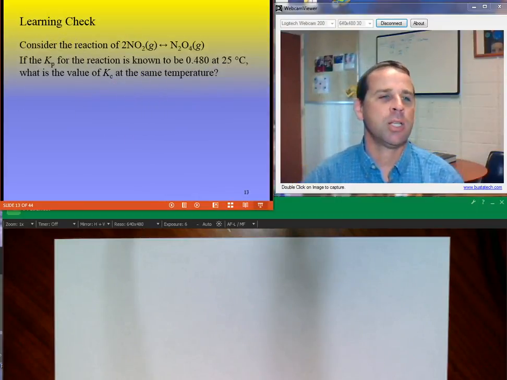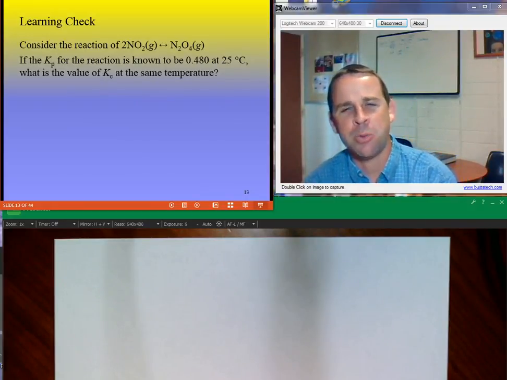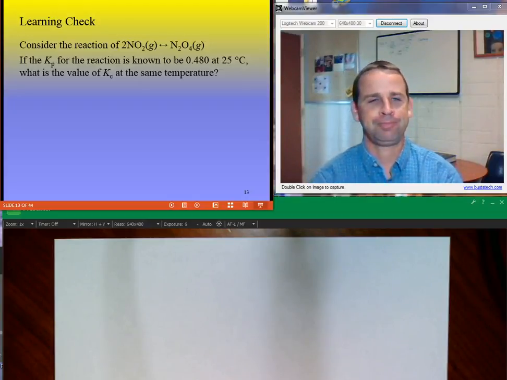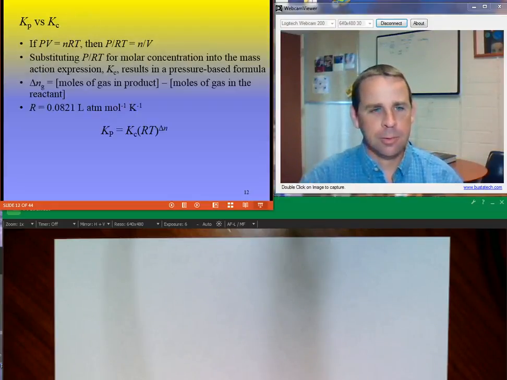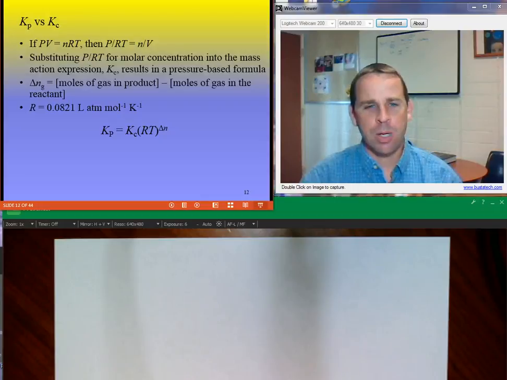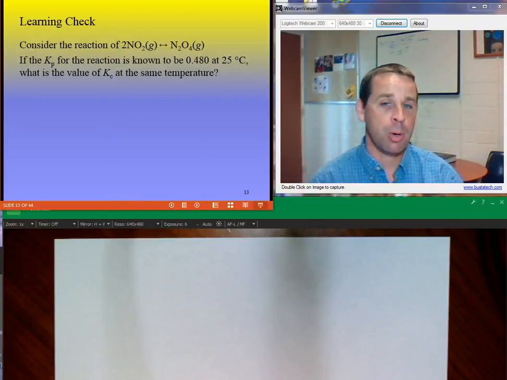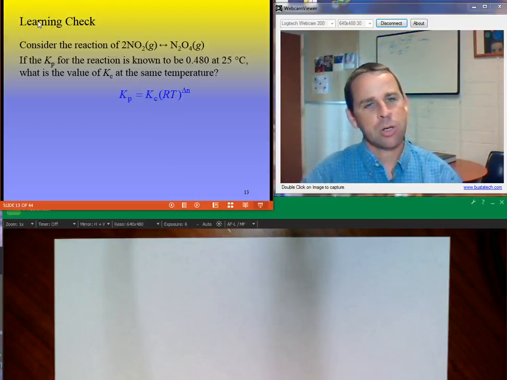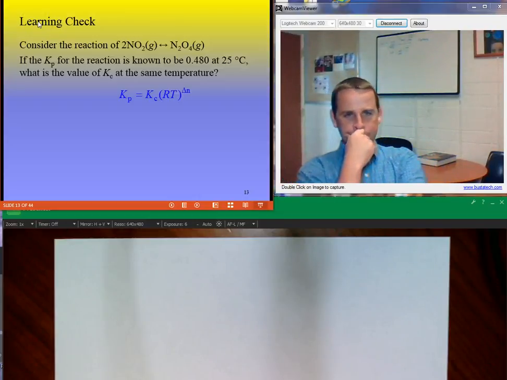So here's the chemical reaction. If the Kp for the reaction is known to be 0.48 at 25 degrees Celsius, what is the Kc for the reaction at the same temperature? All right. Go back to this slide, get this equation down here, and then try to apply it to this problem. So here's our equation. I'll give you a few moments. You push pause and take a look at it.